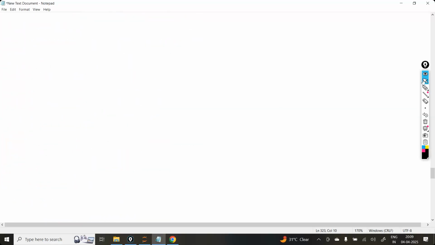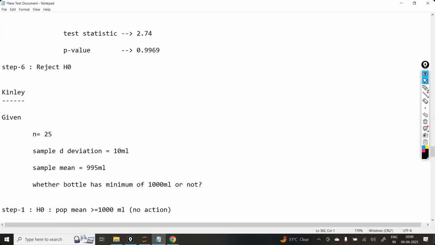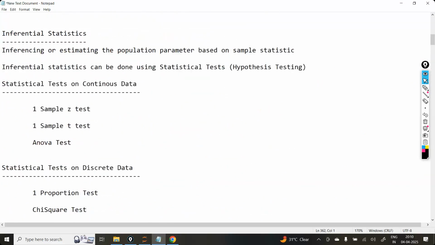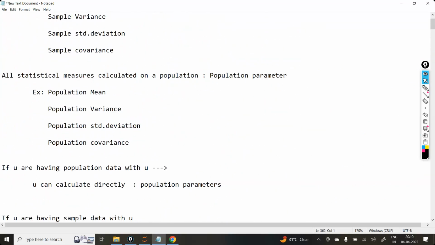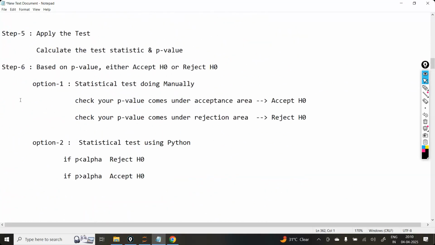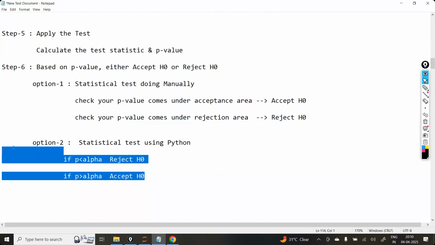Everyone? Now coming to the Python code. With this, manual is completed. Now let us move on to Python. When you are doing the Python code, the last step is simply based on the p-value: if p is less than alpha, reject the null hypothesis. If p is greater than alpha, accept the null hypothesis. Only this you remember. Remaining steps are everything the same.